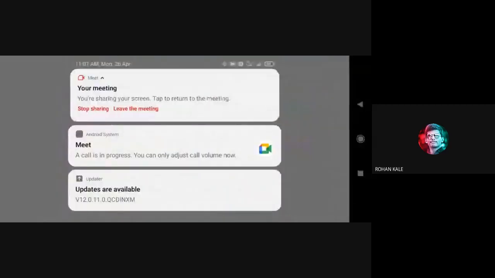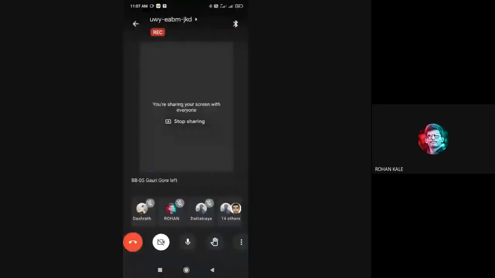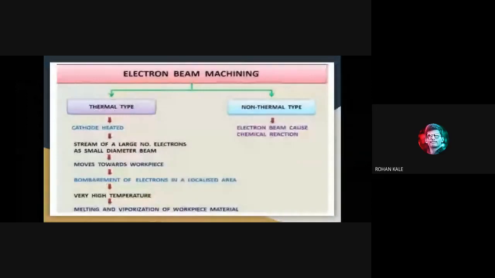With the help of the diagram, I'm going to discuss that. Okay, next I'm going to show the diagram of the electron beam machining. Here I have written the working principle steps of the electron beam machining.